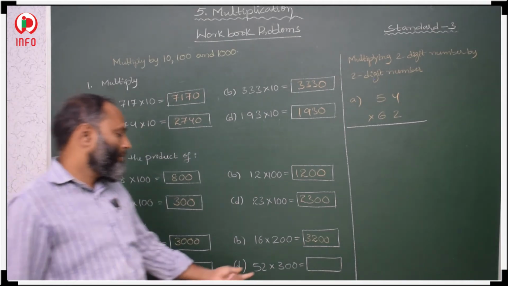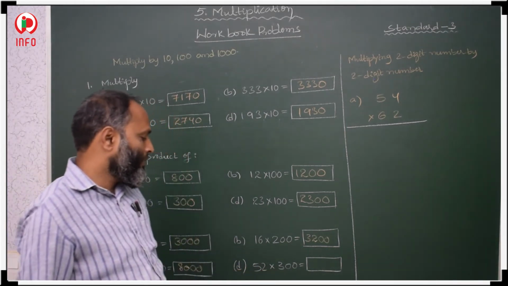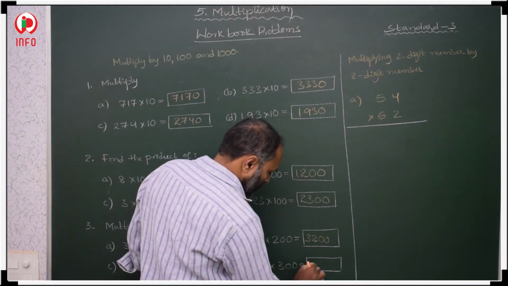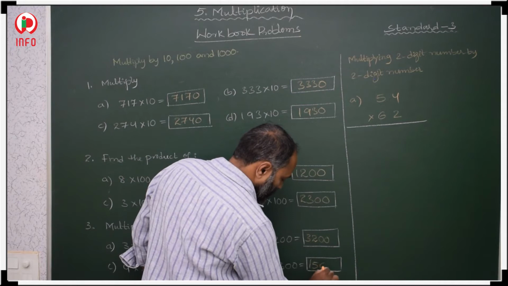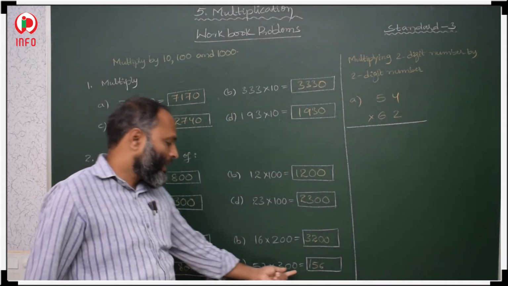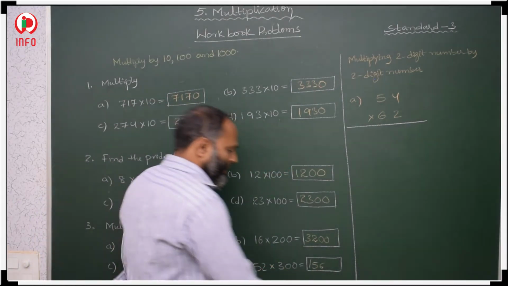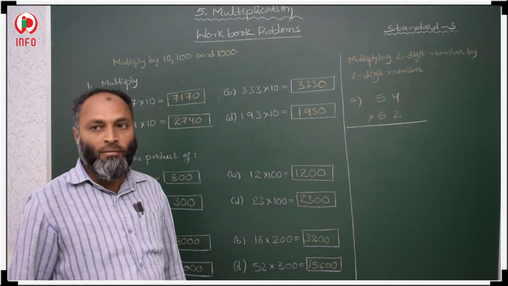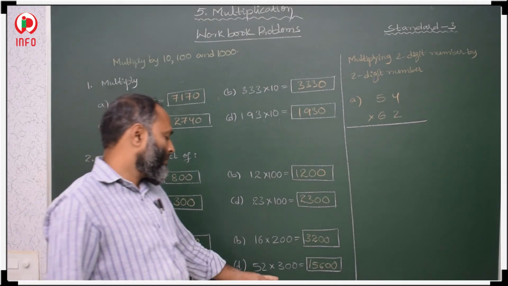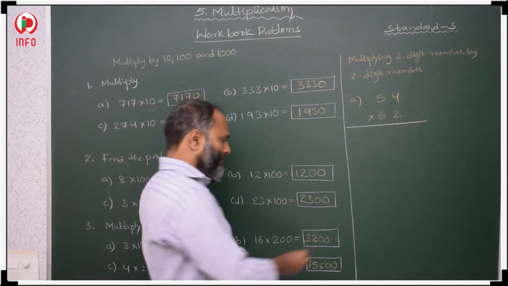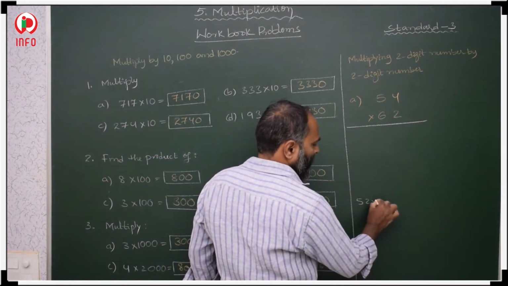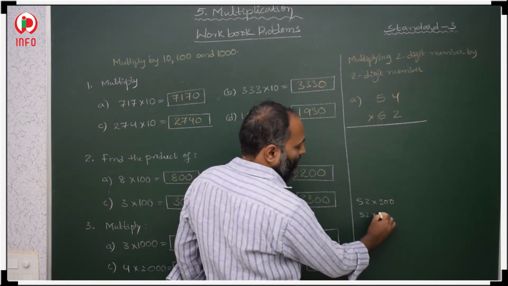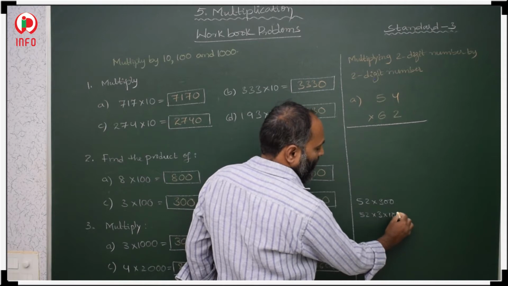Here 52 threes are 156. This is 100, so you have to take 2 zeros. If you want to do this in detail, you have to take it like this: 52 into 300. That is 52 into 300, which means 3 into 100.